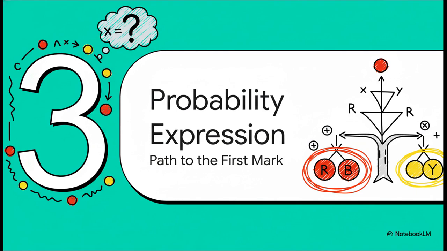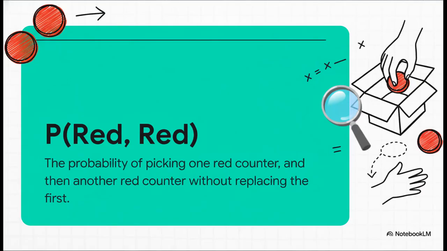Right, we've got our ingredients. The next step is to actually build the probability expressions. We're going to figure out the probability of picking 2 reds, and then we'll do the exact same thing for the yellows. First up, P(red, red). All this fancy notation means is what's the probability that the first counter she pulls out is red, and then the second one is also red, remembering that she didn't put that first one back.